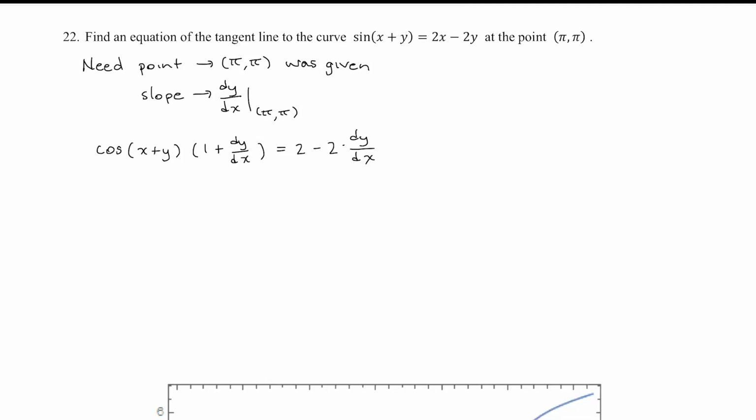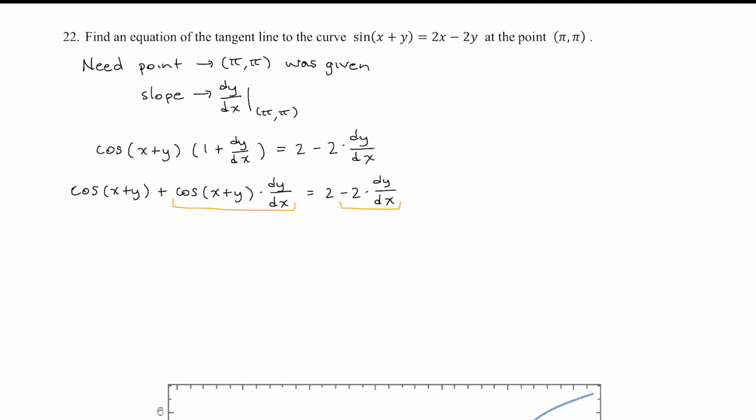Now, just as before, I want all terms that include dy dx to be gathered together on one side of the equal sign, but I really need to distribute on the left-hand side the cosine of x plus y through the parentheses there. So I'm first going to take the cosine of x plus y times 1, and then the cosine of x plus y times dy dx. And then on the right-hand side, I'm leaving things just as they are. And here again, I want to gather like terms together on the same sides of the equal sign.